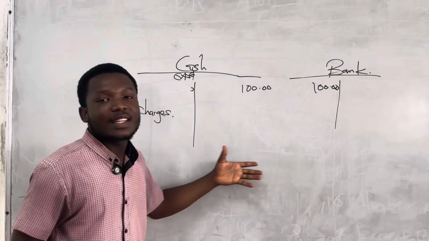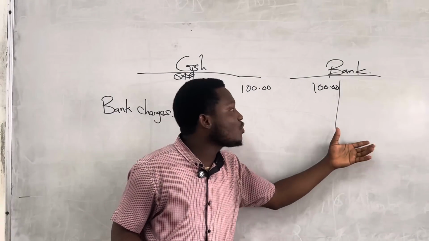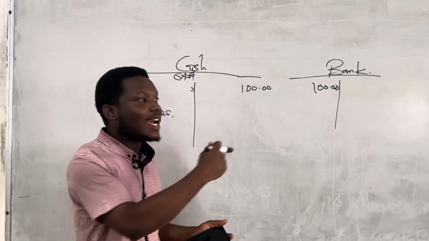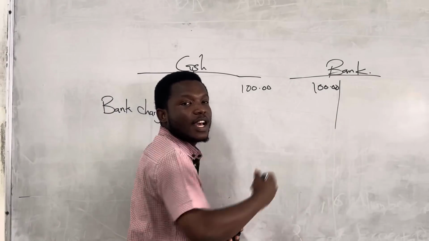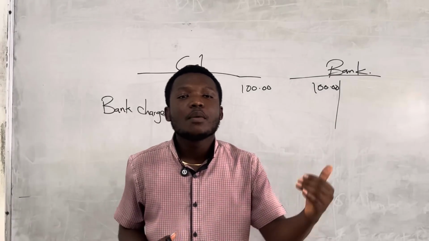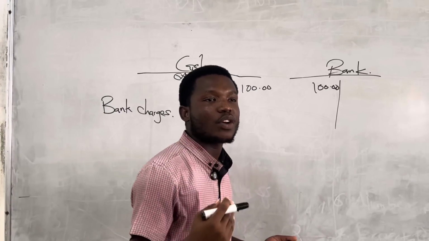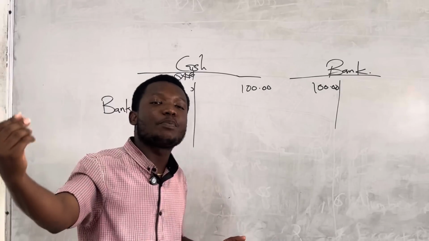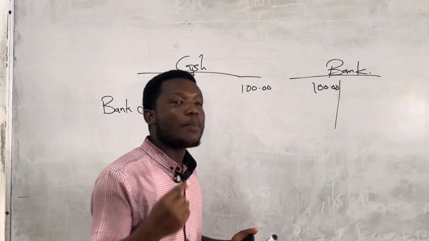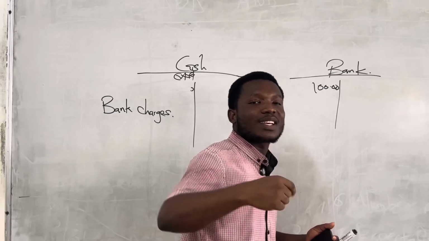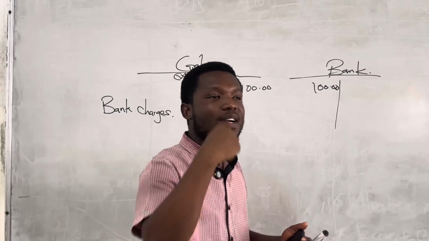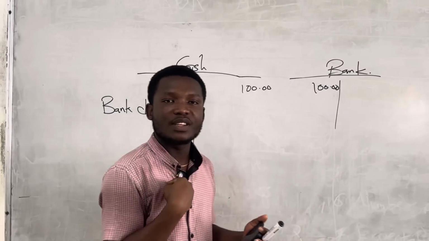So if you take your bank statements, that's where you are going to know that the bank has charged you for certain services, and also that you have received certain money, which is a credit transfer. When we talk about a credit transfer, we are talking about money that a supplier has paid you. So when the supplier pays you, the bank will credit your account, and when the bank credits your account, it means you are going to receive the money.